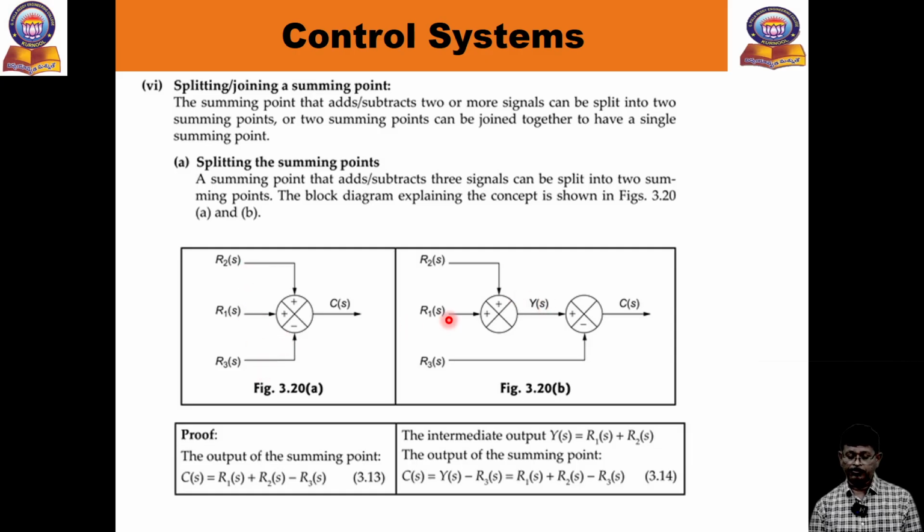Why? Now I am splitting in two parts. One is a plus plus one side, then another maybe plus minus. Okay, see the proof. Now what is this C of s? C of s equal to Y of s minus R3 of s. What is Y of s? R1 of s plus R2 of s.